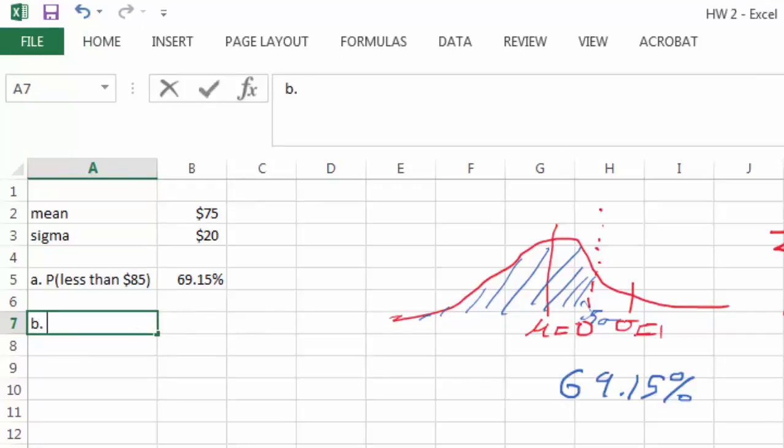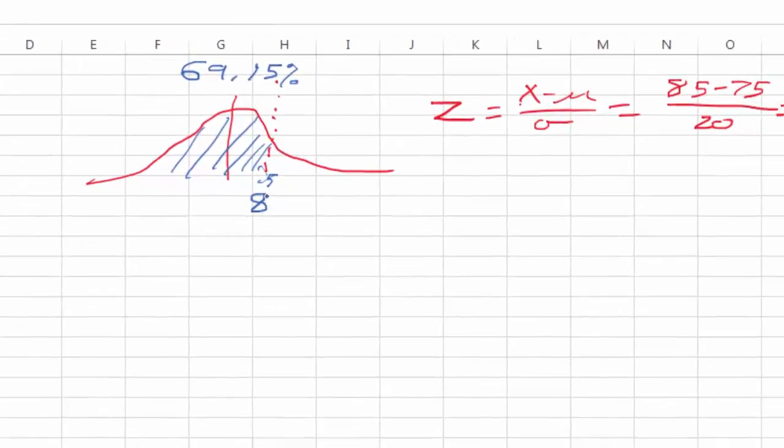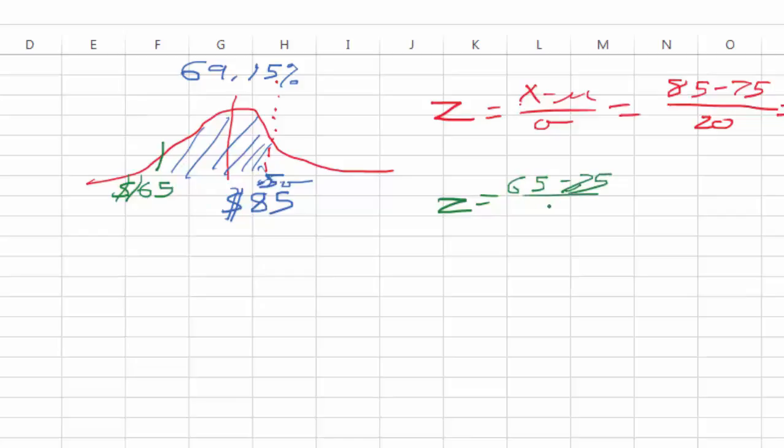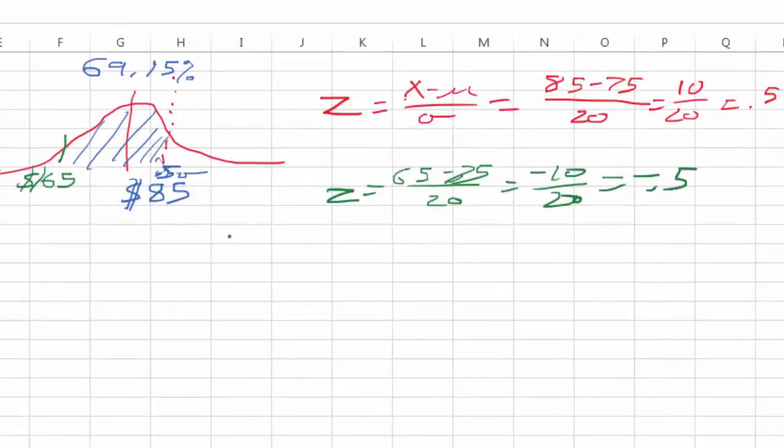Okay, B says, what is the probability that a randomly selected customer spends between $65 and $85 at the store? I just want to show you how tricky and tedious this is to do manually, because what we're doing here now is saying, okay, so for between 85, which we know is 1/2 a sigma, 0.5 in z-score terms to the right, and then 65, which when we calculate that z, x minus mu over sigma, is going to be 65 minus 75 over 20, and that's minus 10 over 20, so that's minus 0.5. So that's minus 0.5 sigma to the left.